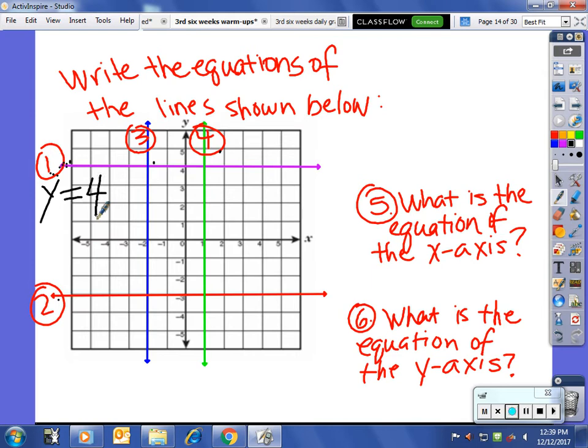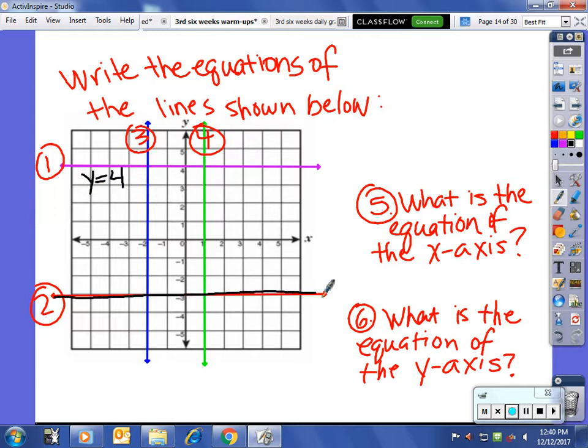It's y equals 4. If you forgot that all horizontal lines are y equal a number, then look at some points on that purple line. Look at this point right here. That point is at 0, 4. If you look at the point next to it, that point's at 1, 4. This point right here is at 2, 4. If I go to the left, that's at negative 1, 4. What do they all have in common? A 4 in the y position. So number 1 is y equals 4. The purple line is y equals 4.